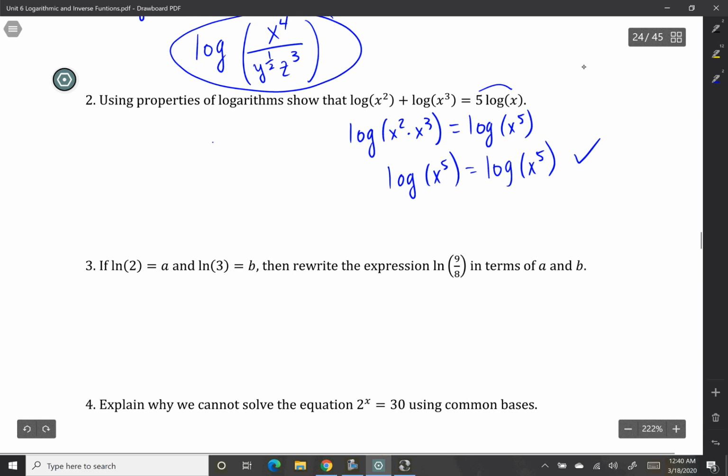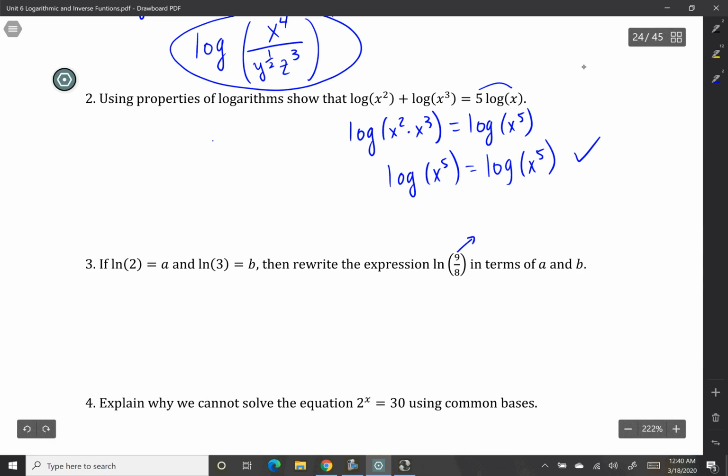Number 3 tells us that the ln of 2 is equal to a and the ln of 3 is equal to b. It then asks us to rewrite the ln of 9 over 8. ln, remember, is natural log. Since we have natural logs of 2 and 3 to represent our variables, I want to rewrite this natural log of 9 over 8 in terms of the numbers 2 and 3. First, how else could I write 9? 9 is really 3 squared. And how else could I write 8? That's really 2 to the 3rd power. So I'm going to rewrite this natural logarithm as 3 squared over 2 to the 3rd power.